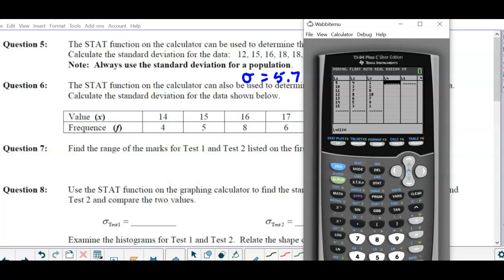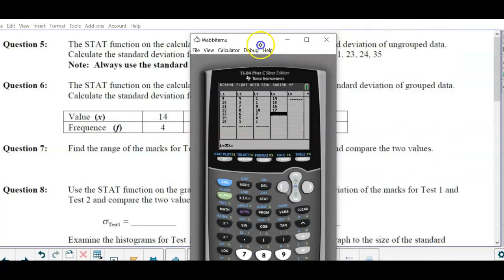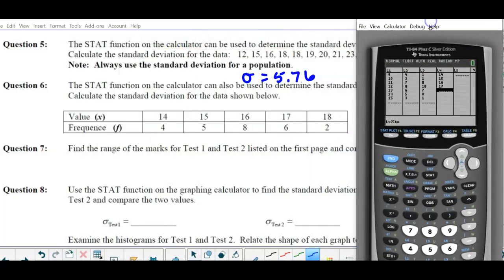Okay, so then I go 14, it's faster, 15, 16, 17, and 18. Okay, and then over to L5 for the frequencies.